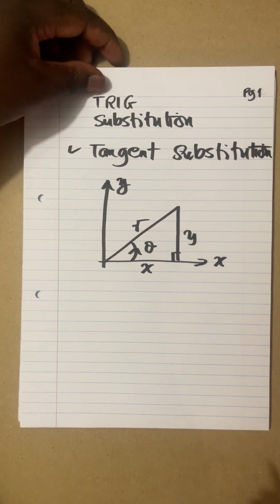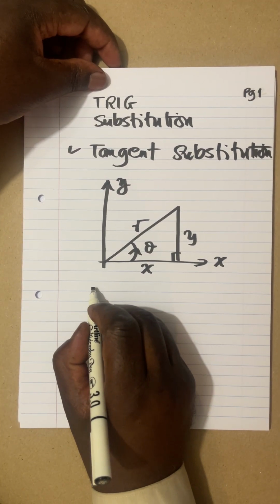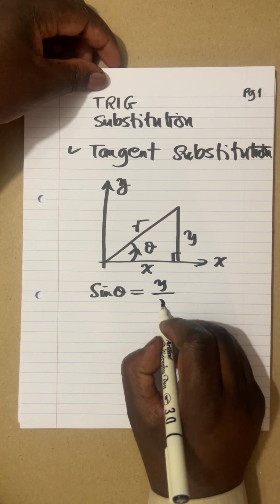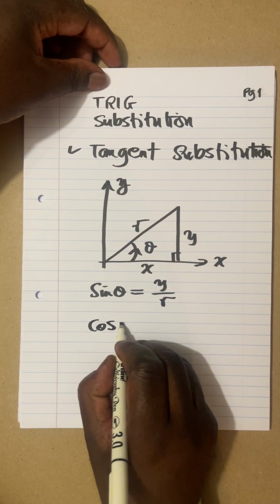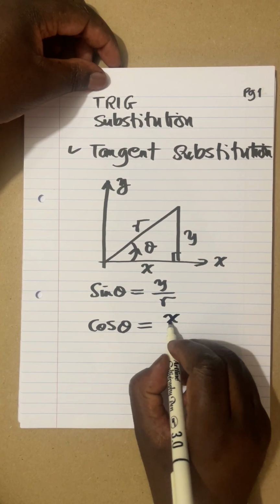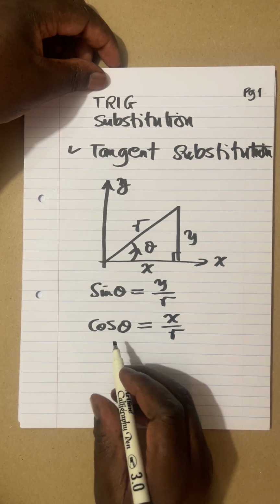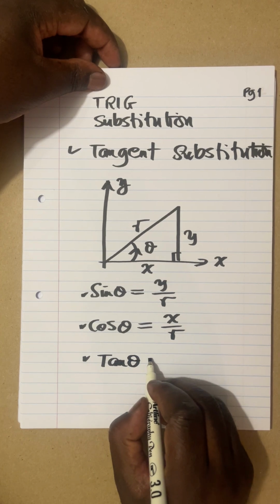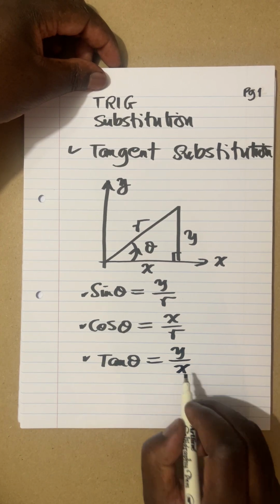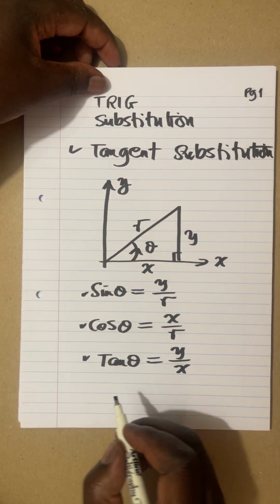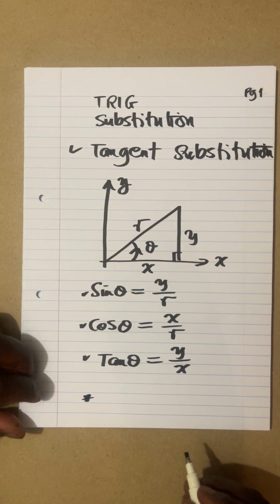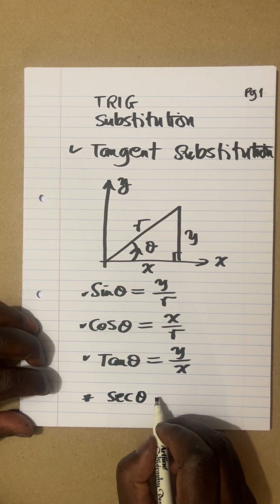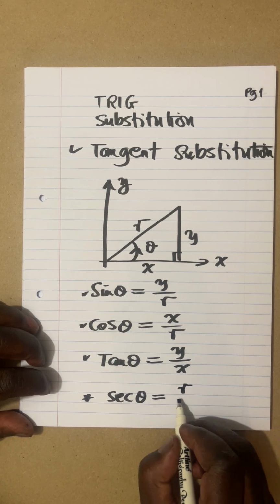By definition, we have the following trig ratios. We have sine of theta, by definition the opposite side over the hypotenuse, and cosine of theta, by definition the adjacent side over the hypotenuse, and by definition again tangent of theta is the opposite side over the adjacent side. I want to put a star here. The other trig ratio we're going to look at is the secant. Sec theta, by definition, is the hypotenuse over the adjacent side.